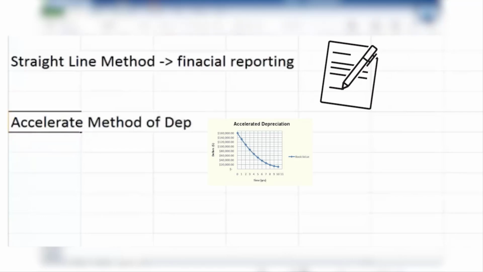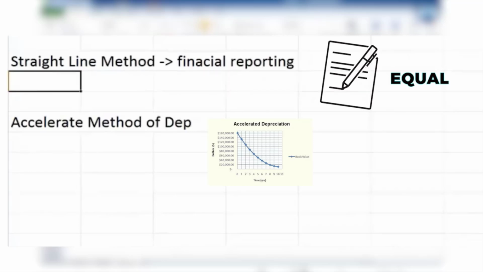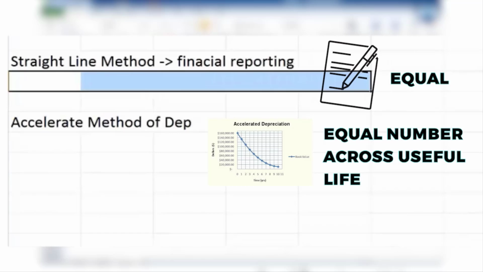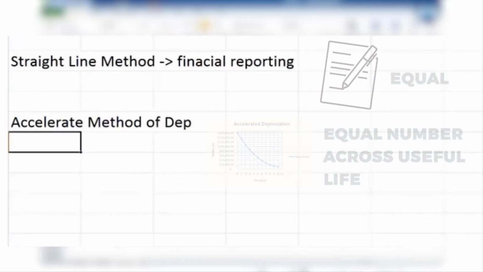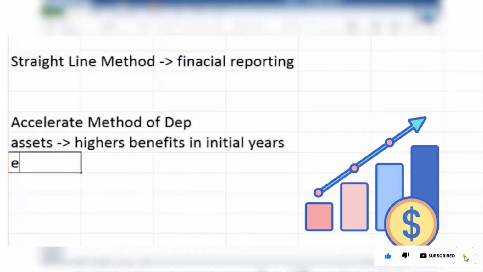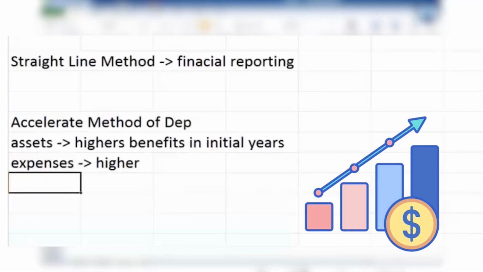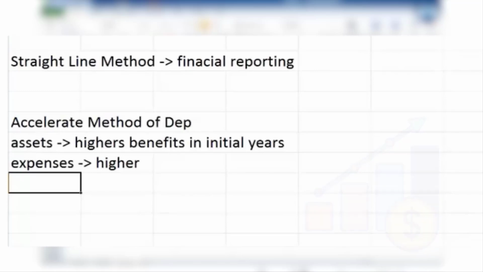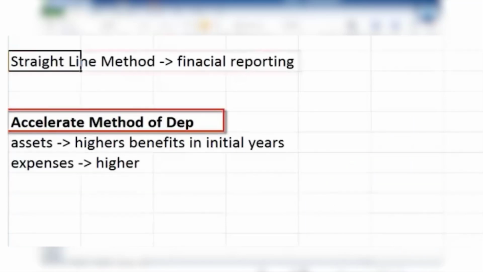Now, what is the difference between the accelerated method of depreciation and the straight line method of depreciation? The straight line method assumes that the asset is being used equally, and hence the depreciation expense should be an equal number across its useful life. However, in most cases, you may note that assets generate higher benefits in the initial years. So if that is the case, the expenses should also be matched accordingly. Expenses should be higher in the initial years after buying the asset, and lower when the asset is providing lower benefits in the last few years. So that is the accelerated method versus the straight line method.